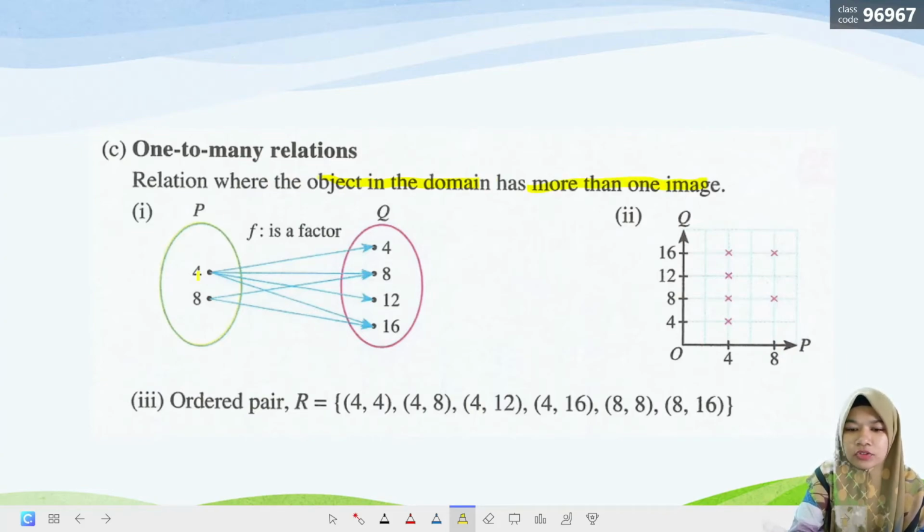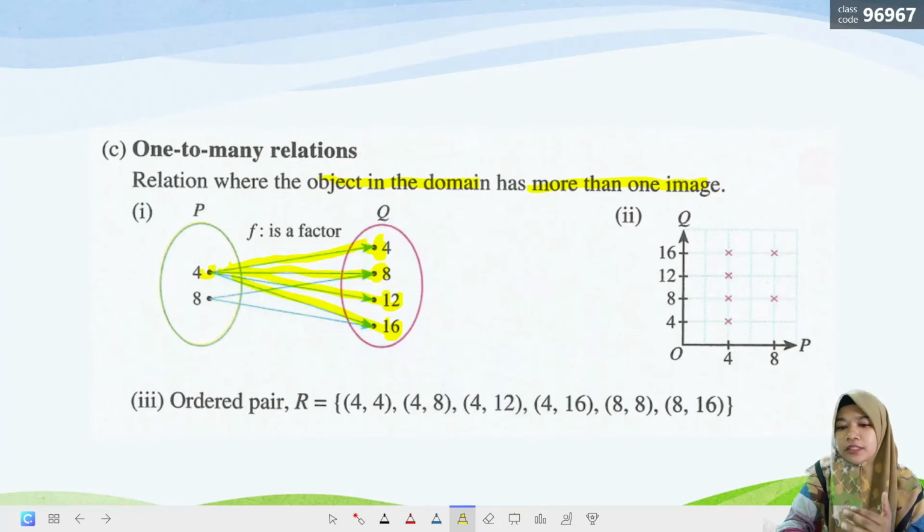Okay, yang ni contoh 4. Image dia apa? Image dia adalah 4, 8, 12 and 16. Okay, and then untuk 8 pula dia punya image ada 8 and 16. Okay, itu yang dinamakan object in domain has more than one image. Yang sebelah kiri tu ataupun yang set P tu dia punya object ataupun domain. Yang sebelah kanan, the set Q is the codomain ataupun kita panggil sebagai image.